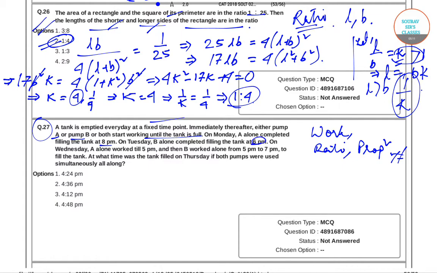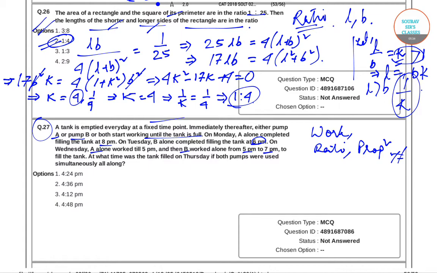Then on Wednesday, there was a different kind of method that was used. A alone worked until 5 p.m. and then pump B worked from 5 p.m. to 7 p.m. and the tank was filled up. So A worked up till 5 p.m. and then pump B worked from 5 p.m. to 7 p.m., for 2 hours.